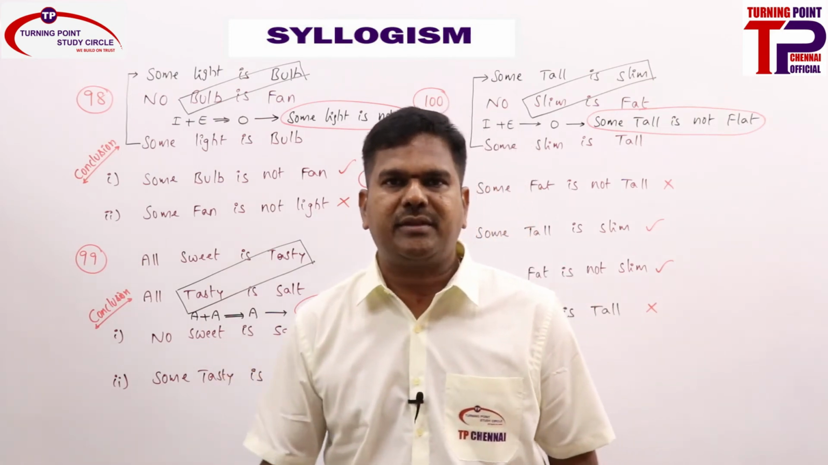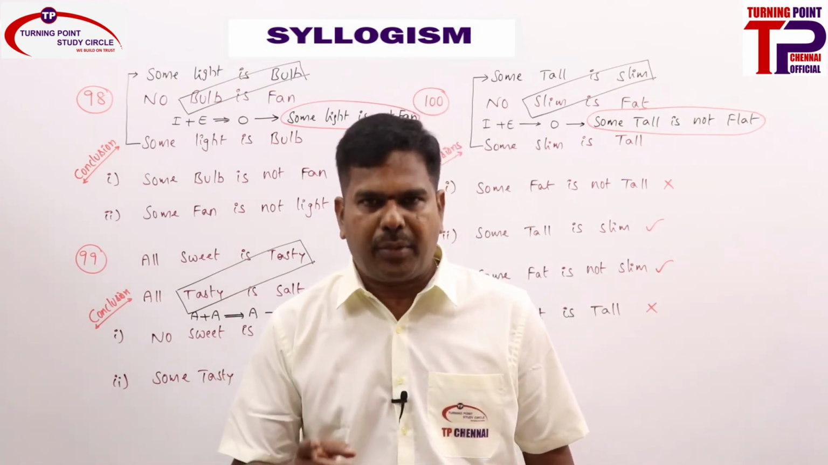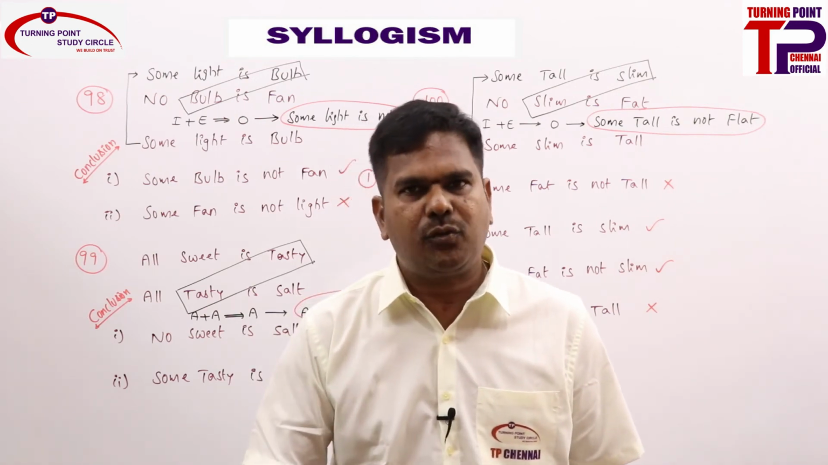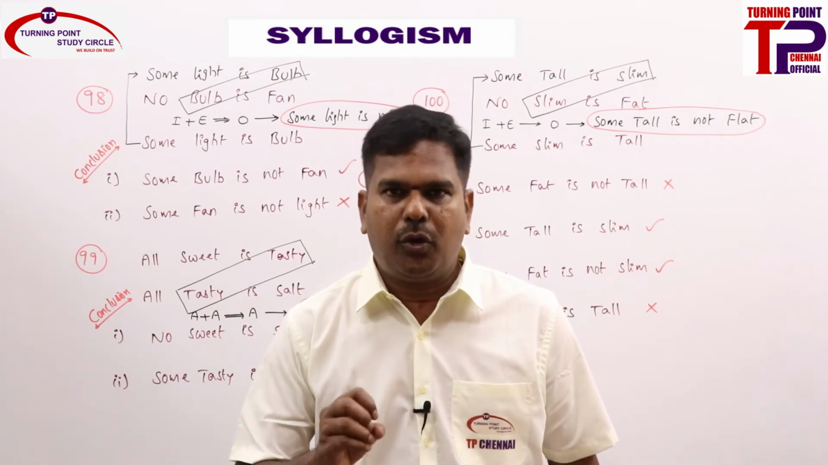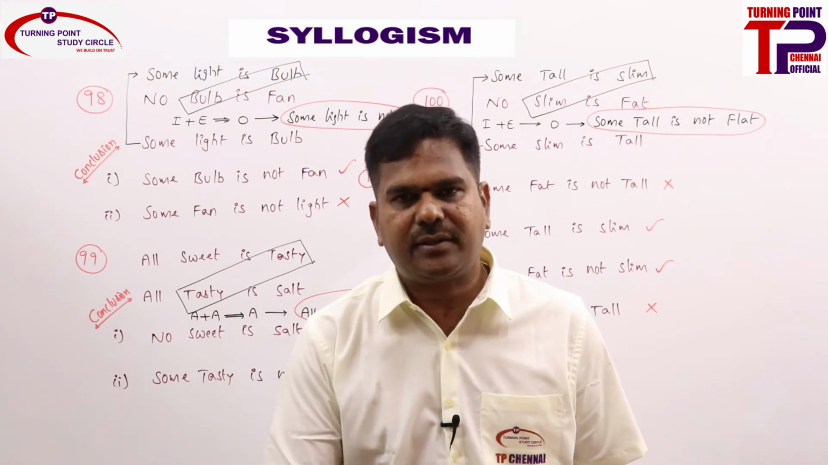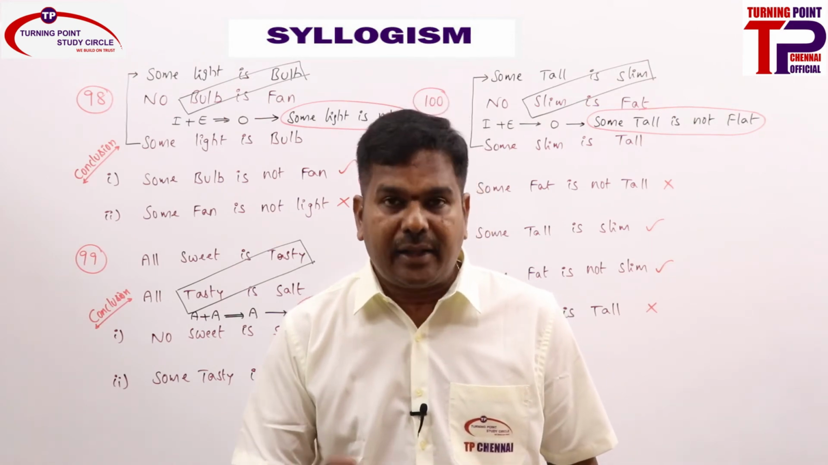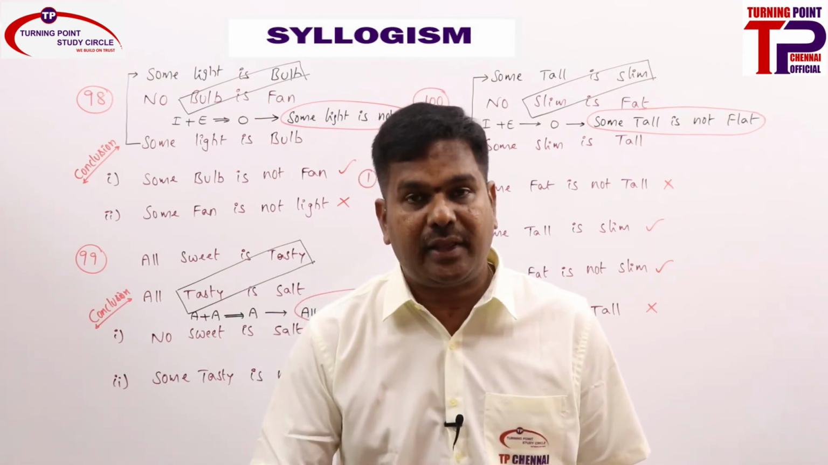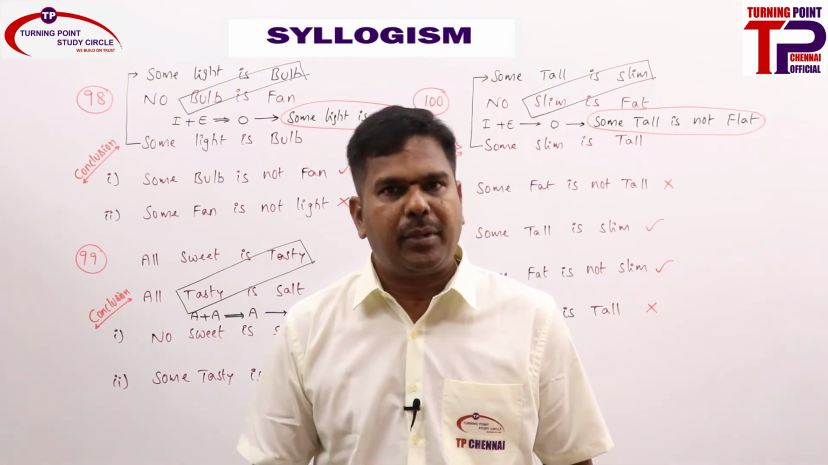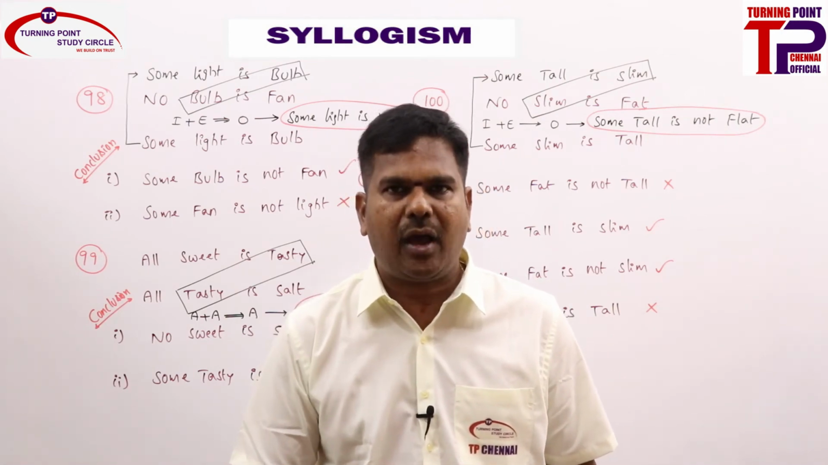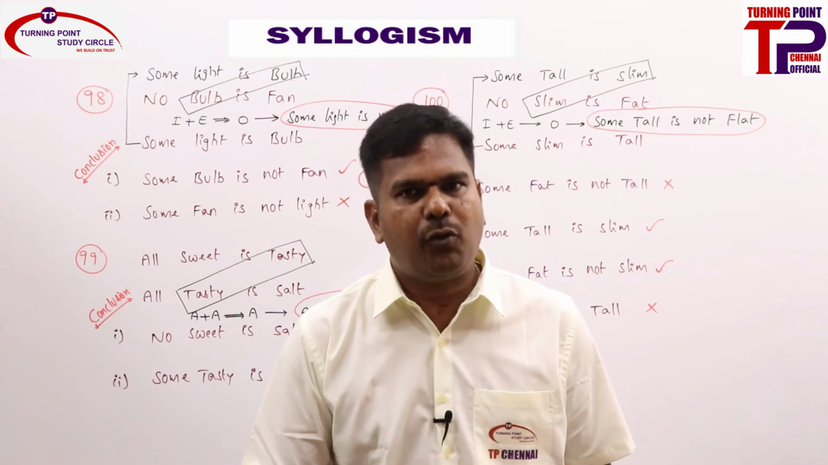Both negative statements cannot be a complementary pair. Complementary pair means one must be positive, one must be negative, right? Both positive cases, both negative cases cannot be a complementary pair. Entire positive cases, entire negative cases, A and E also cannot be a complementary pair. What are all the complementary pairs we have? AO pair, IE pair, IO pair.